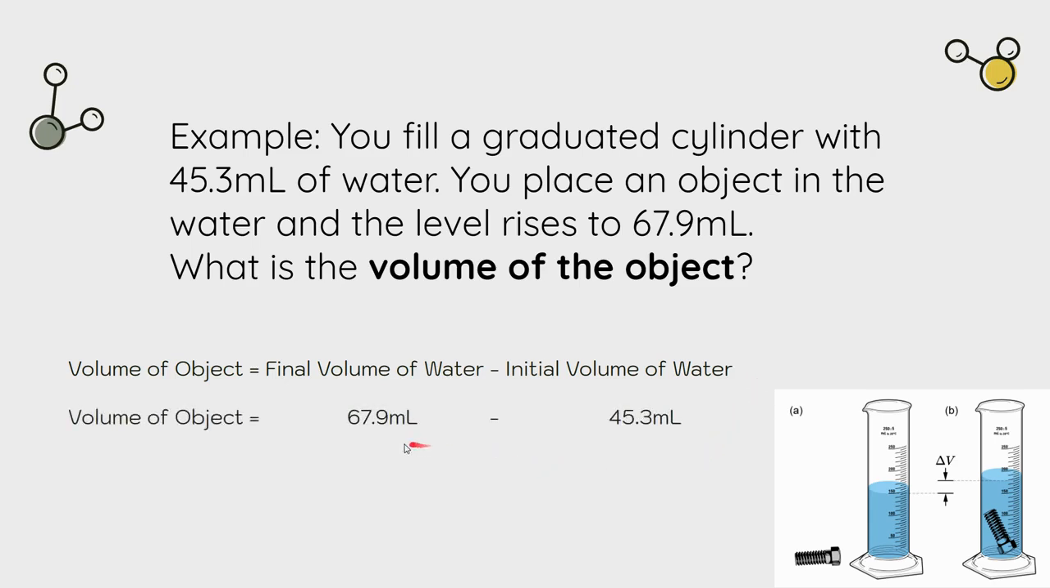If I plug in my amounts, 67.9 milliliters for the final volume of water minus 45.3 milliliters for the initial volume of water, we can see this is just simple subtraction. Now, I should point out the larger amount is always going to be first. And the reason is we expect the water to rise from 45.3 to 67.9 milliliters. After we do our subtraction, we can say that our object takes up 22.6 milliliters of space. That's its volume. And that's how much the water rose.